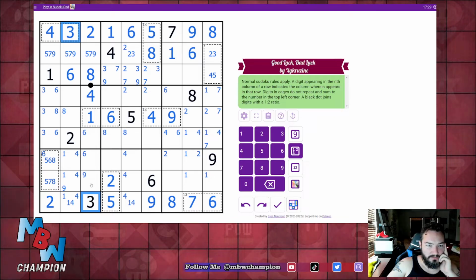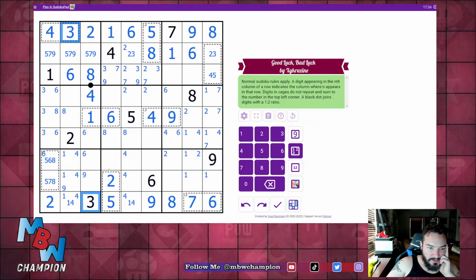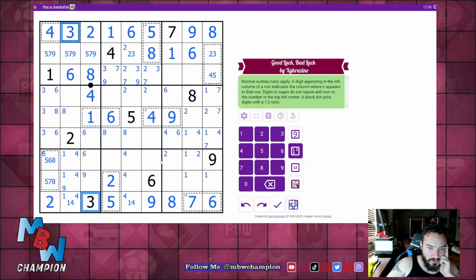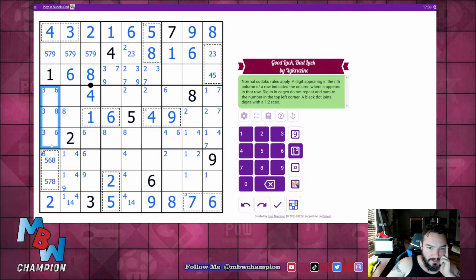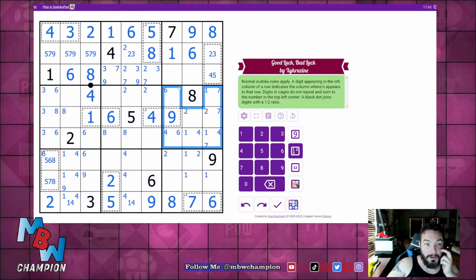What about 3s? I haven't really used 3s at all anywhere. That's because there's not really too many good clues on where a 3 can be. Because it could be anywhere on here. Like literally anywhere.